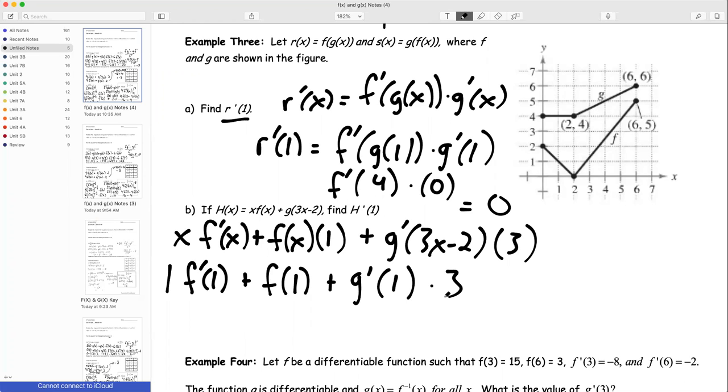Okay. So g prime of 1 we found earlier, it was a horizontal line, so it has a slope of 0. So that's going to go away because g prime of 1 is 0. f prime of 1 is going to be the slope of the f equation at 1, and that is negative 1. Plus f of 1 is just the y value when x is 1, and that's 1. So my final answer here is 0.